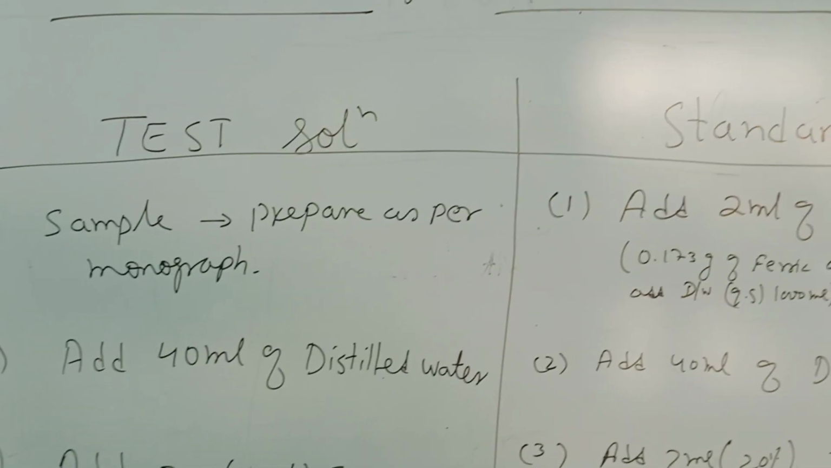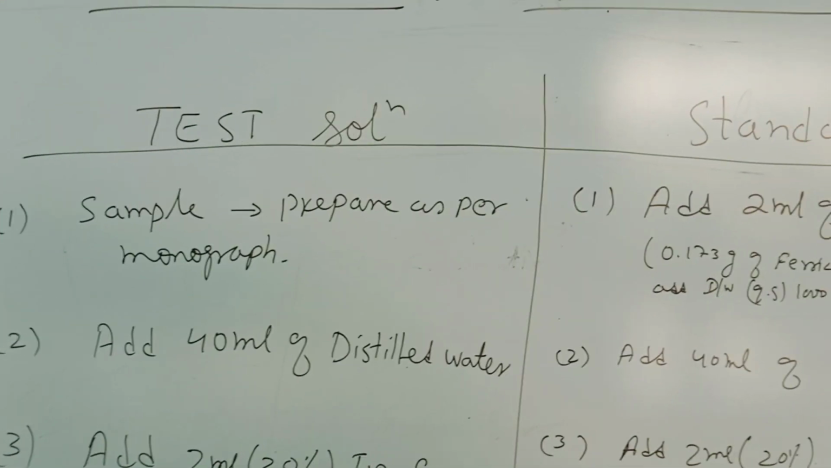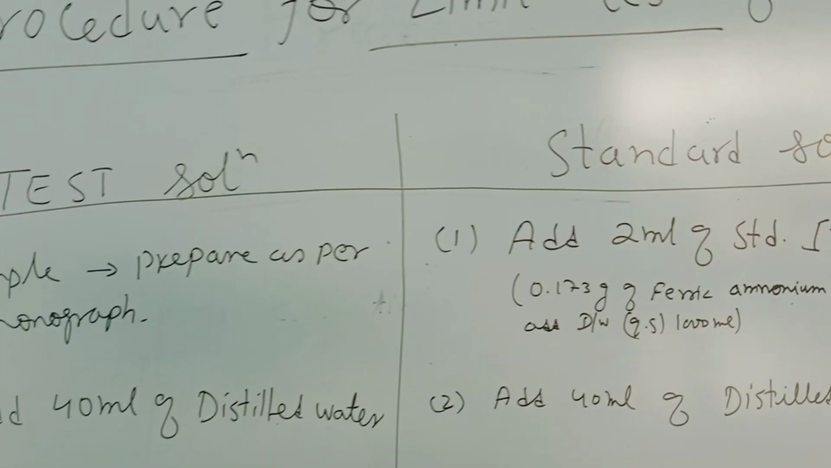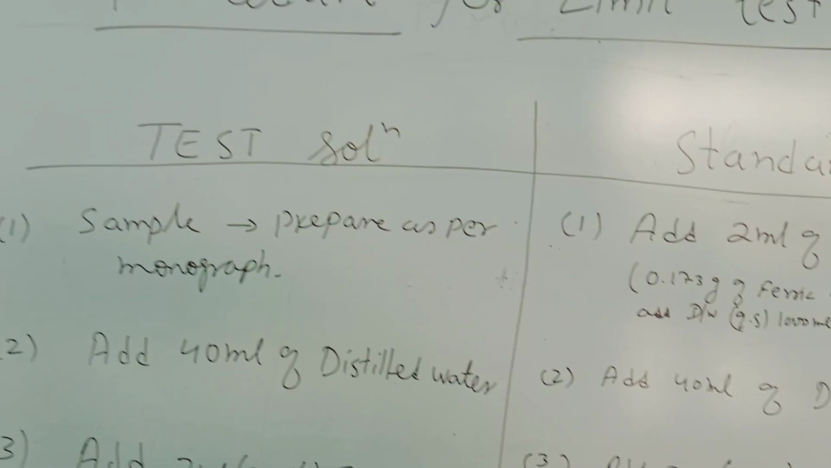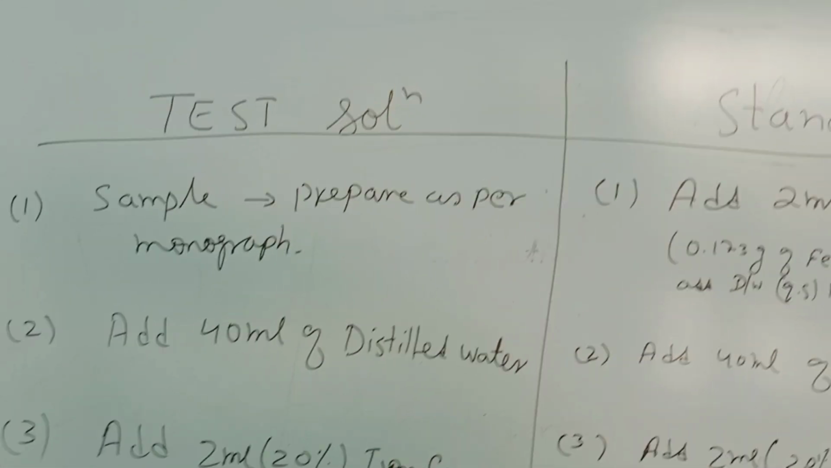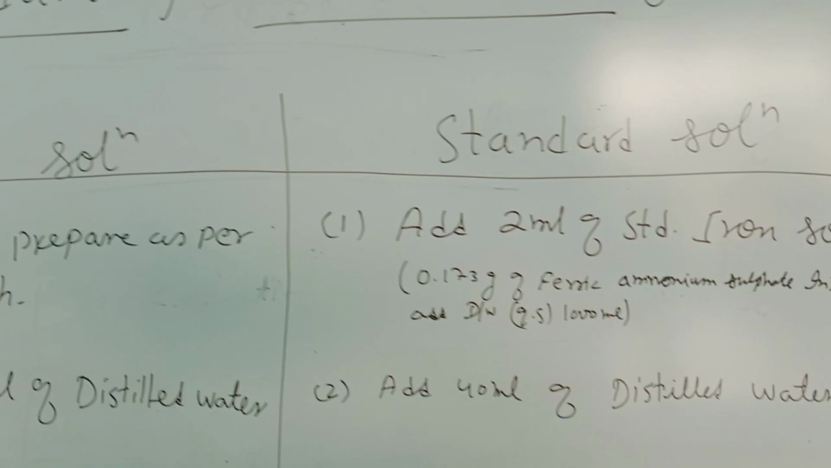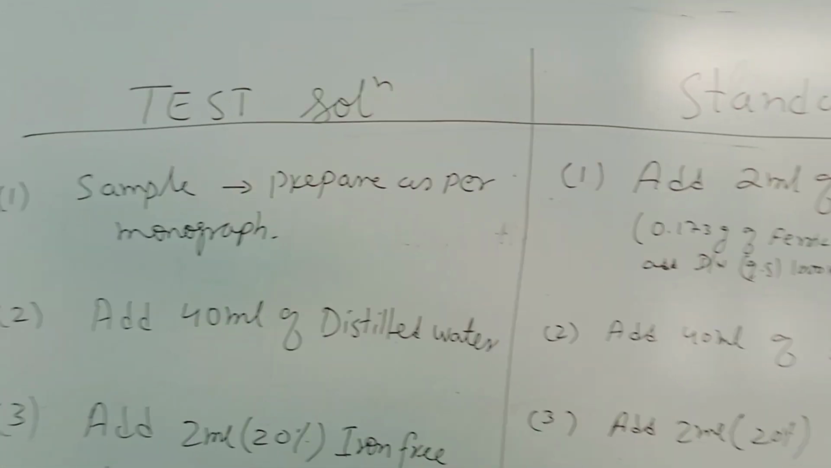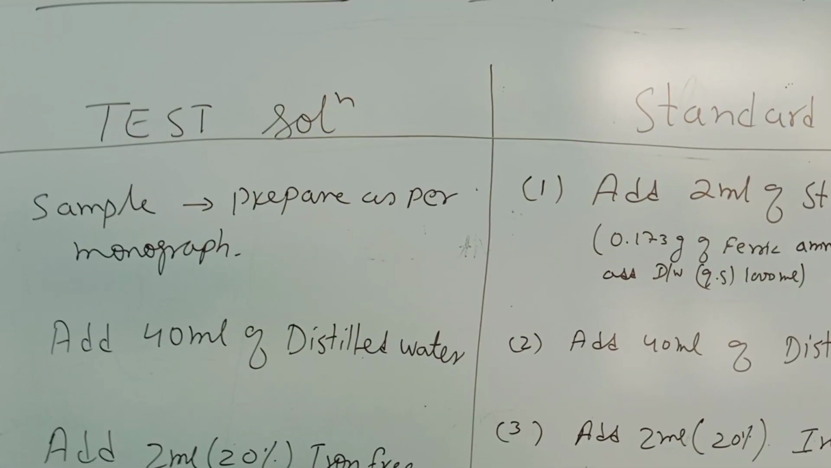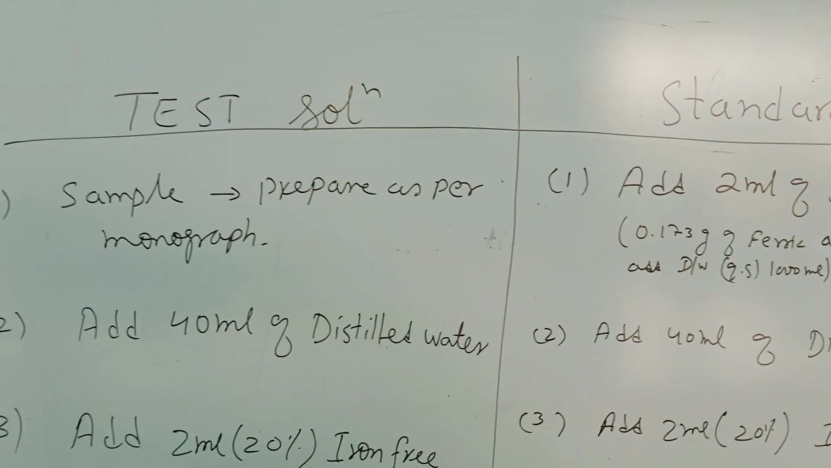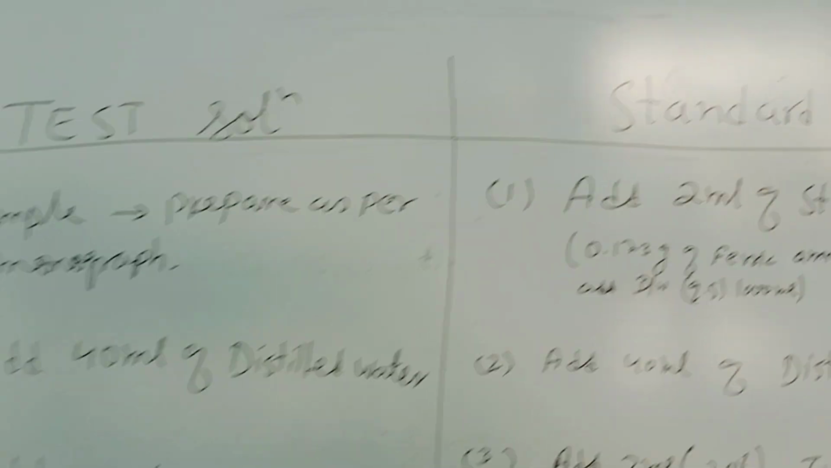So here, in order to perform the limit test for iron, we have to take the test solution and we have to simultaneously prepare a standard solution in the limit test of iron, and accordingly we have to compare our test solution with that of standard in order to determine the extent or the degree of iron present as an impurity in the test solution, and how ultimately we are able to determine whether the iron which is present in the test solution is beyond the limit or it is within a limit.